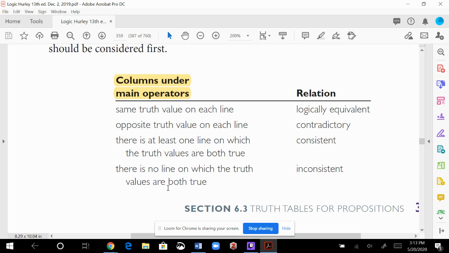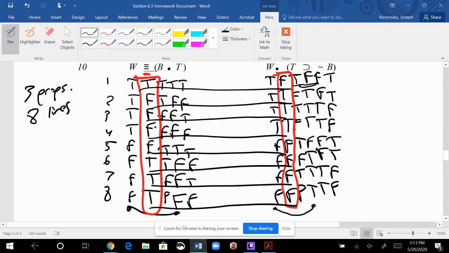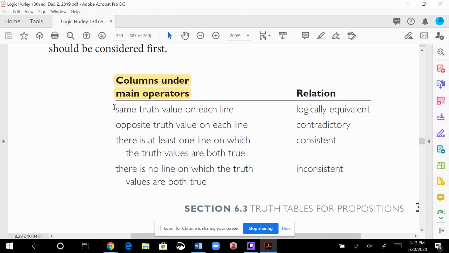Therefore, it's inconsistent. Okay, and we know it's not these first two because we don't have the same truth value in each line and we don't have an opposite truth value in each line all the way through. How do we know that? Because we have a false and a false. So right there, that negates these two parts. Now we have to drop down to these two, and we know that it's inconsistent.